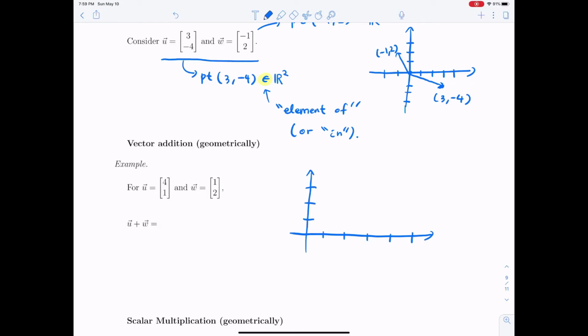Okay, so geometrically, we can add vectors by using a parallelogram. Suppose that you have a vector u given by 4, 1 and w given by 1, 2. Then you can add the vectors by drawing a parallelogram, and this corresponds to u plus w. To get to this point, you start from the endpoint of the vector u, from 4, 1, go over by 1, and go up by 2. That gives you 5, 3.